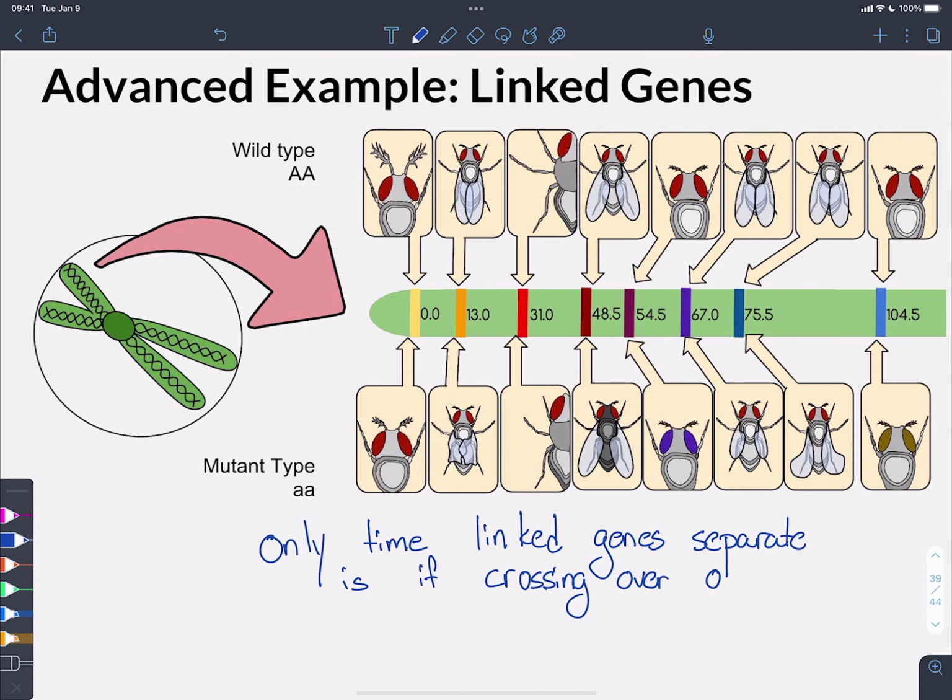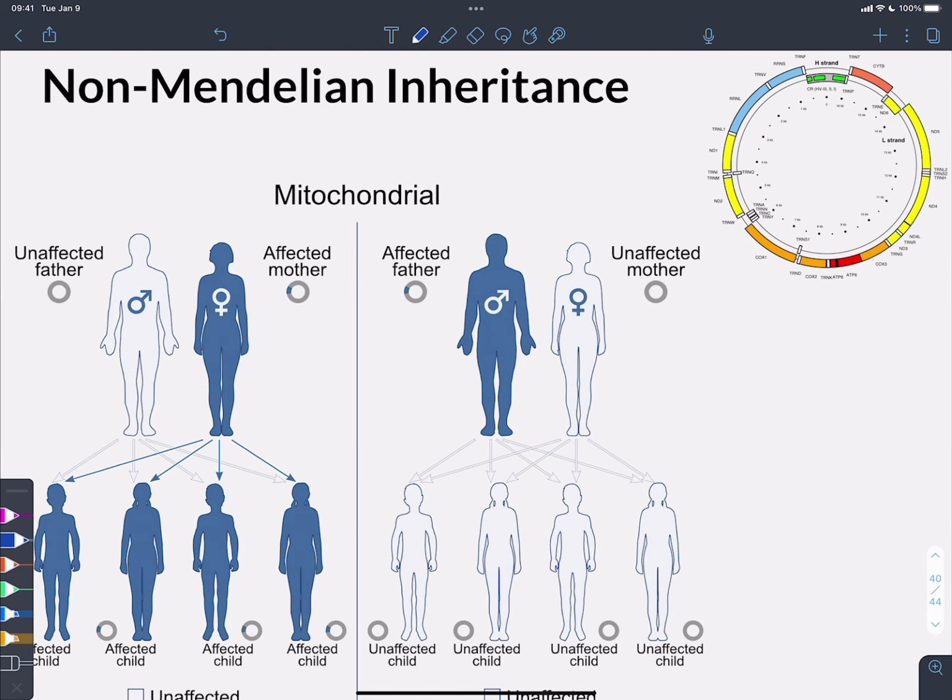But generally speaking, if the genes are on the same chromosome, they're linked. And we should not expect that they will be inherited independently of each other. They'll be inherited together. There are also a variety of situations where Mendelian rules do not apply because the genes are not inherited in a Mendelian way.